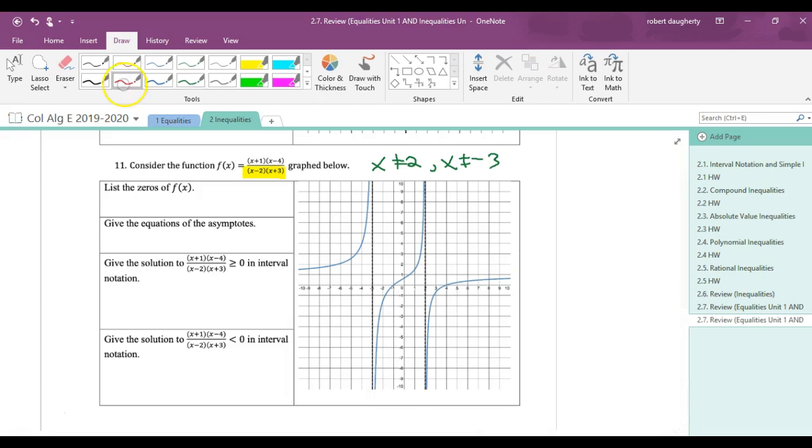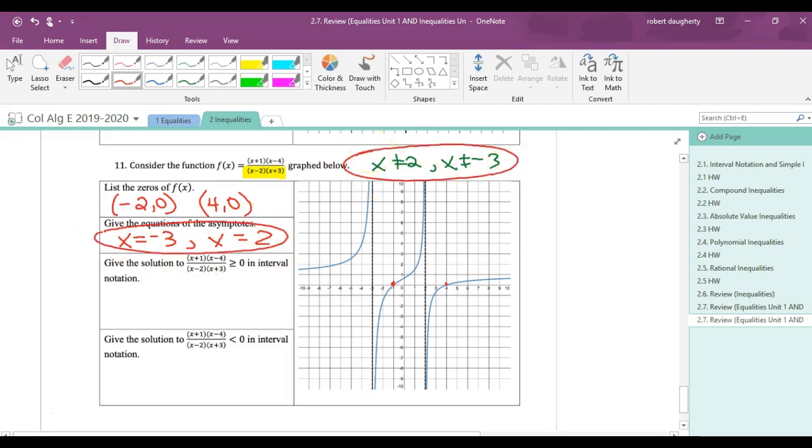So where are the zeros? It looks like the zeros are going to be, see, I have one right here and one right here. So (-2, 0) and (4, 0). Where are the asymptotes? These vertical dotted lines my graph cannot cross. These are equations. It is at x = -3 and x = 2. And if you'll notice, these are the places where that graph is undefined, at 2 and at -3. So those are the equations of the asymptotes.